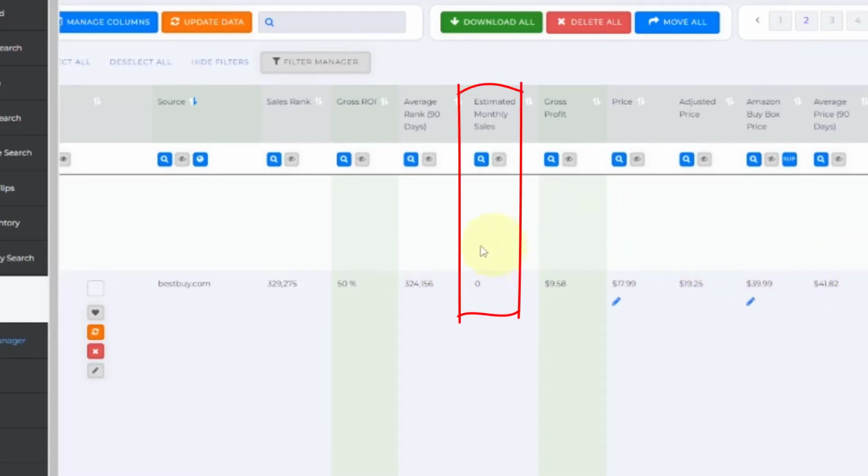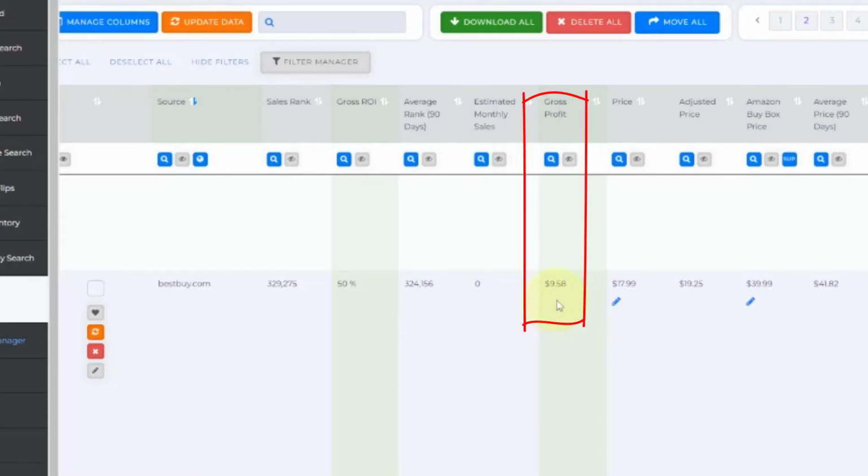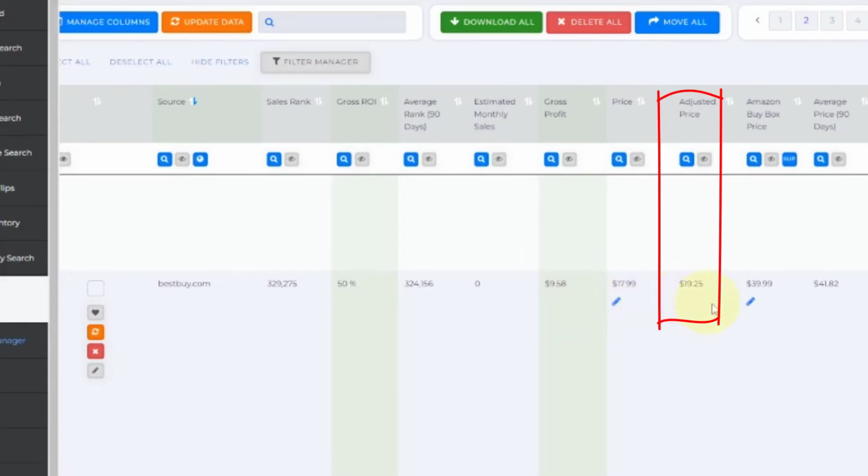Now, in this case, this might not be one that I would go for because the estimated monthly sales is 0, but I have the experience to continue looking. You may not want to do that, but this is just an example. Gross profit of $9.58. I'm going to spend about $17.99. I could probably do better than that, and I'll show you.